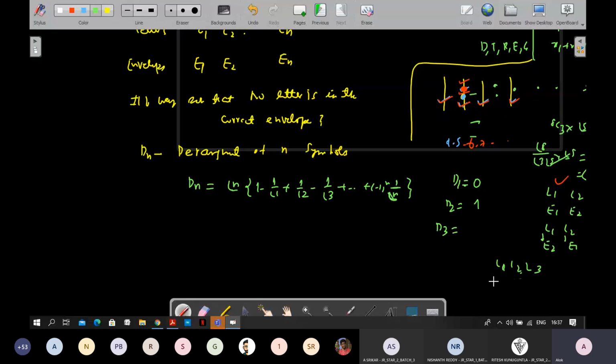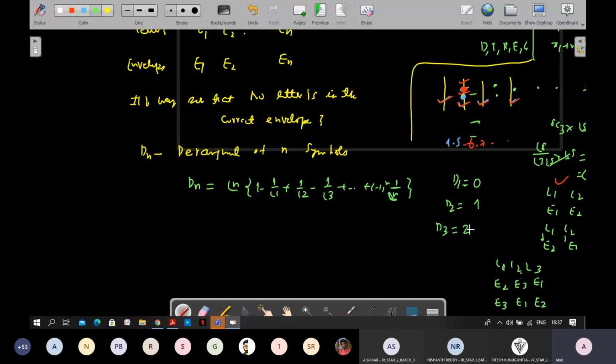So L1 goes to E1, L1 goes to E2. So E1 and E3 remaining. So now L2 will go to E3 and L3 will go to E1 because L3 cannot go to E3. Similarly, this could have been E3. So if E3 is there, then L2 will go to E1 and L3 will go to E2. So they are just 2.